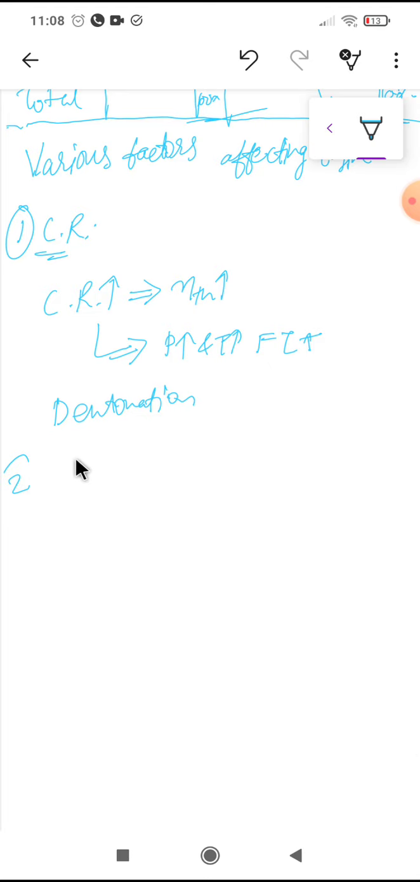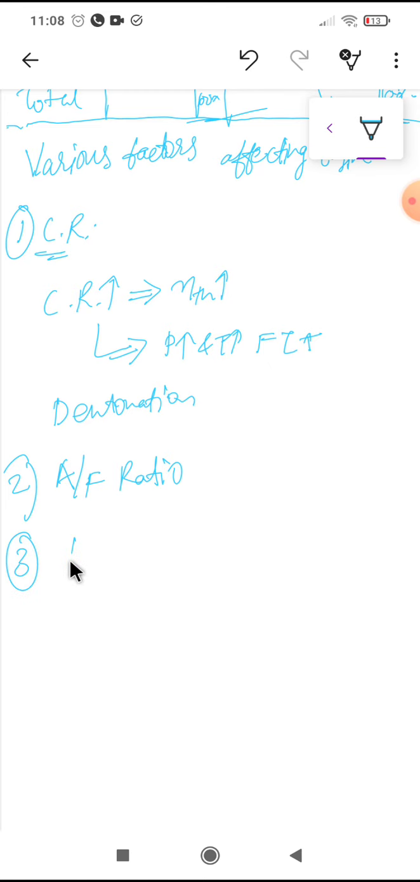Then the second factor that affects the engine is air fuel ratio. Lean mixtures are used for economic running of the engine, while stoichiometric air fuel ratios are used for development of maximum power and during acceleration of the engine. So this also affects the performance of the engine.